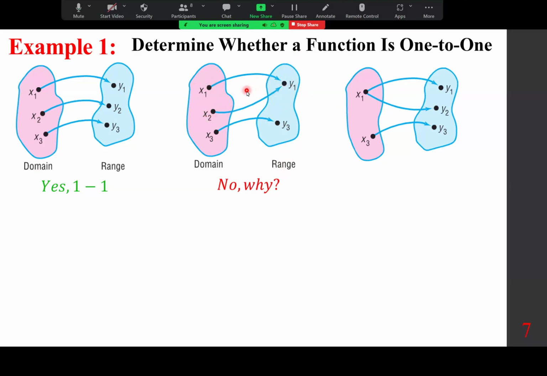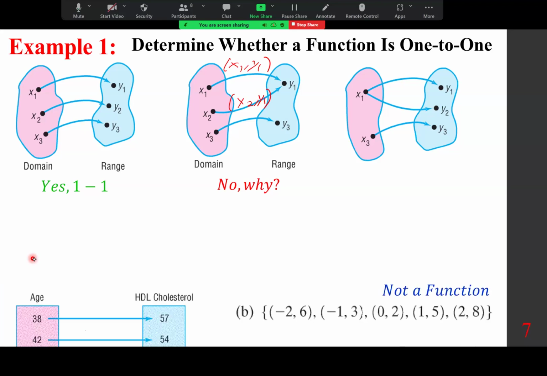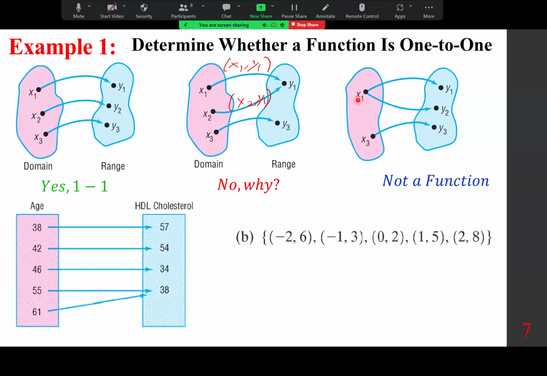Look at this. This means this pair, x sub 1, y sub 1, and this means this pair, x sub 2, y sub 1. It fails to be a one-to-one function. And the next one, it's not even a function because x sub 1, y sub 1, x sub 1, y sub 2. So the domain is being repeated, so it's not a function. That's the reason it's not a function.